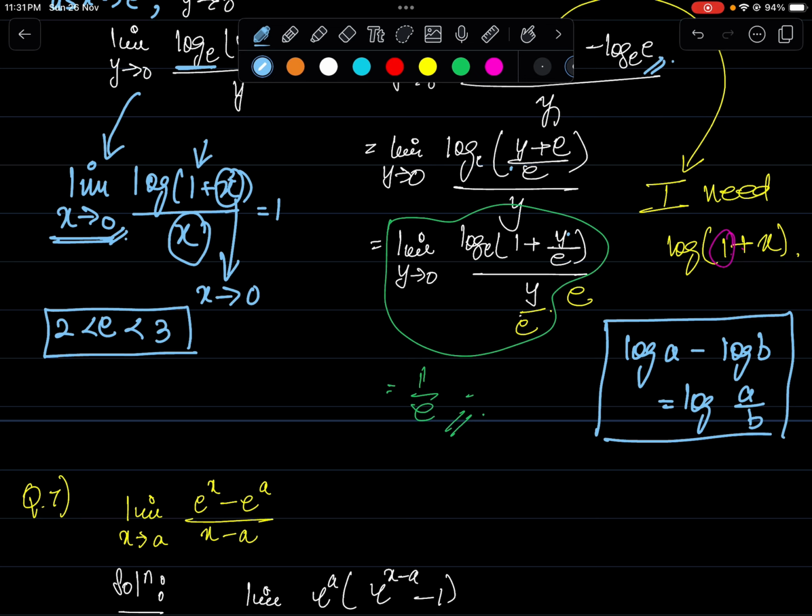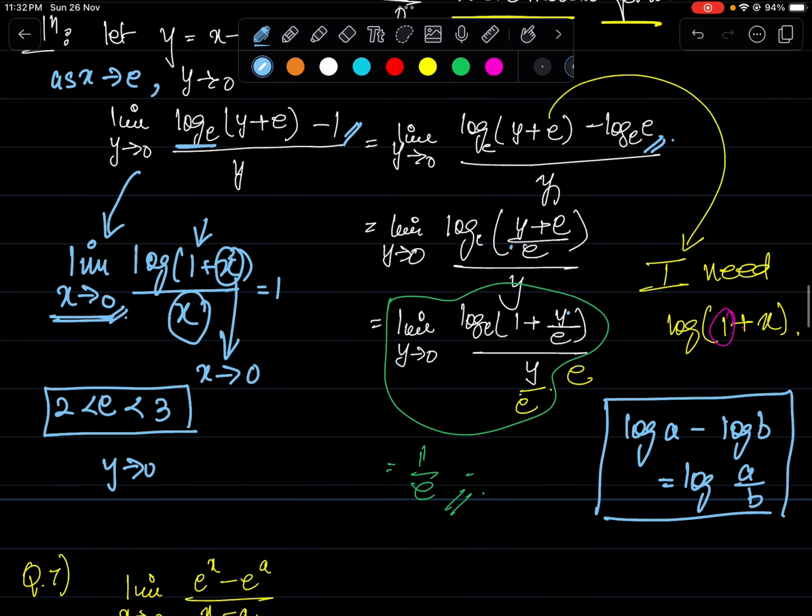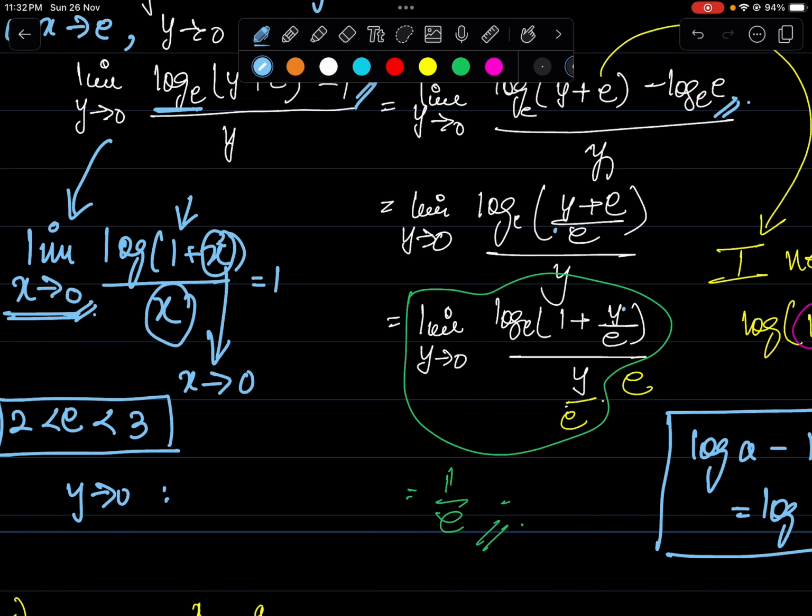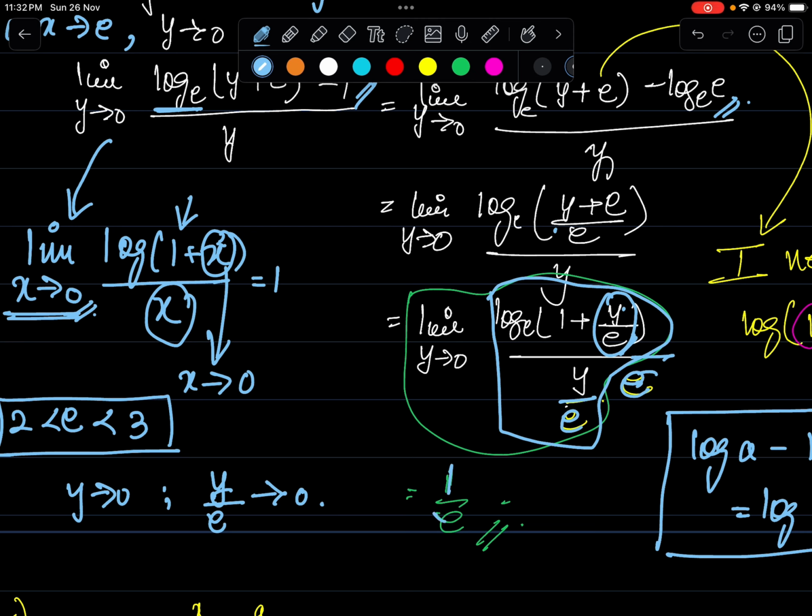Now when you observe that, you got it in the form of 1 plus some function, but when y goes to 0, is this function going to 0? Let us check. So where will y by e go? e is having a finite value, so this will approach 0. Yes, so this is in that form. Now the only concern is I need to make sure that I have this same term in the denominator. So we have y, so I'm just multiplying and dividing by e, which is a finite number. Now this whole thing, when I apply the limit, will have value 1, and in the denominator e will come. So our final answer is 1 by e.